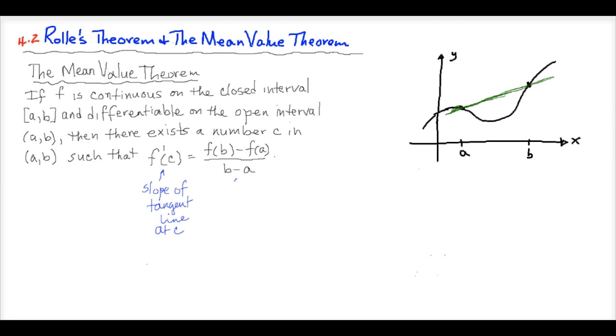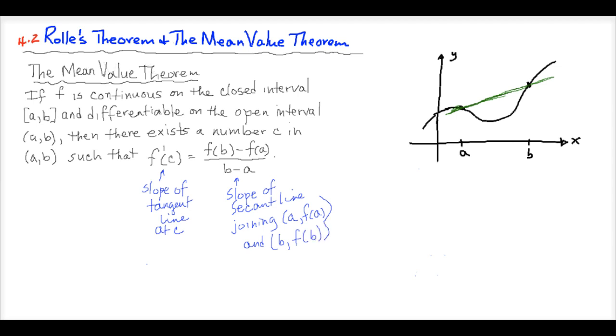So right here we have this slope of secant line joining the points a, f of a, and b, f of b.